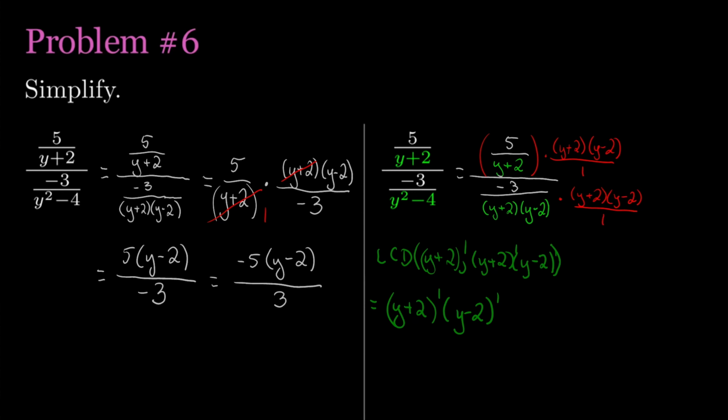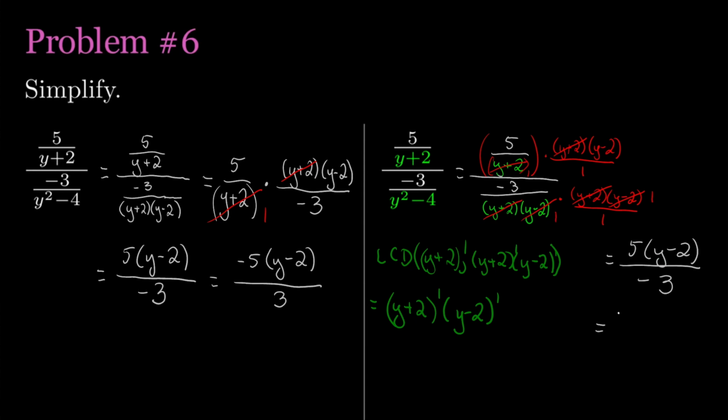Now we simplify all we can, and that factor of y plus 2, and the whole product of y plus 2, y minus 2, really, on the bottom. And then simplify everything. On top we get just 5 multiplied by y minus 2, and on the bottom we're only left with negative 3.